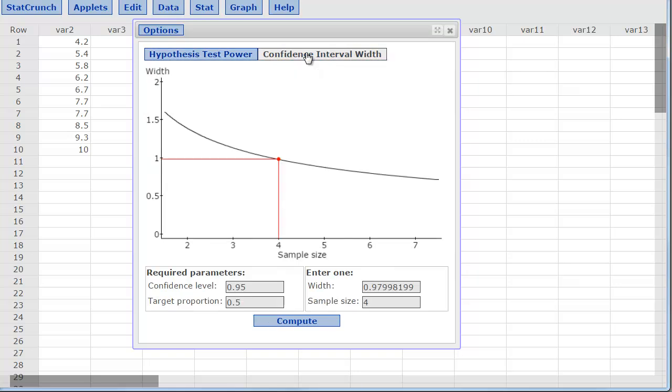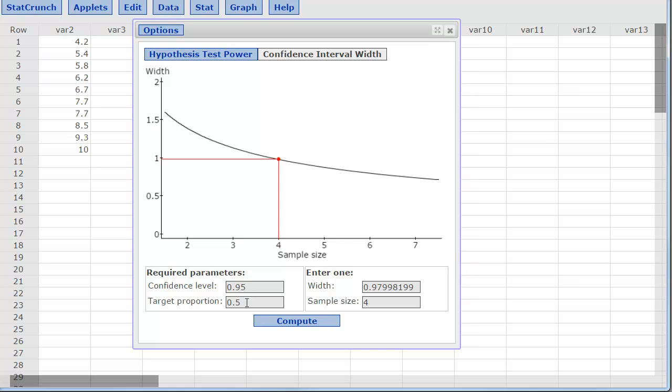We're doing confidence interval widths. Okay, here are your required parameters. This is where you need to tell it what things are. So you set your confidence level. You want to be 95% confident or whatever, right? That dictates what your z of alpha over 2 is.